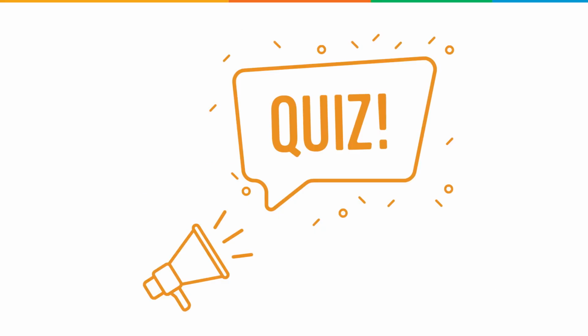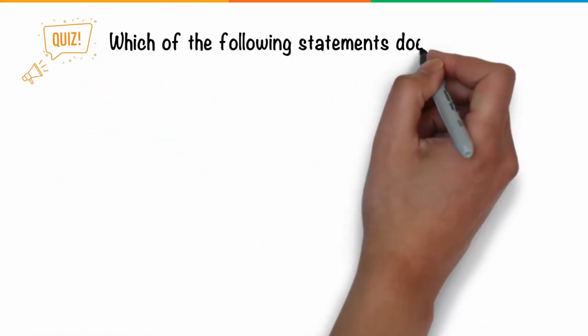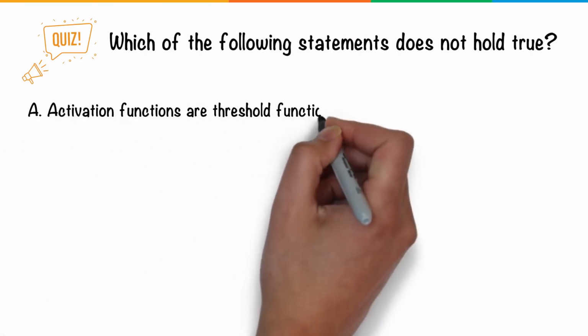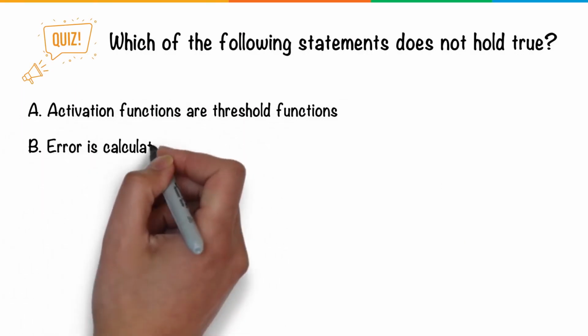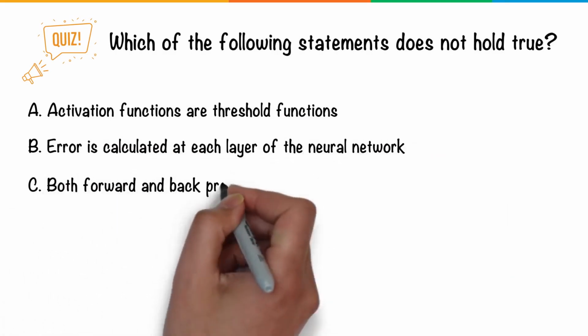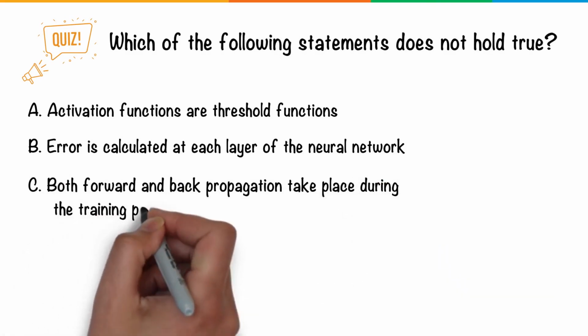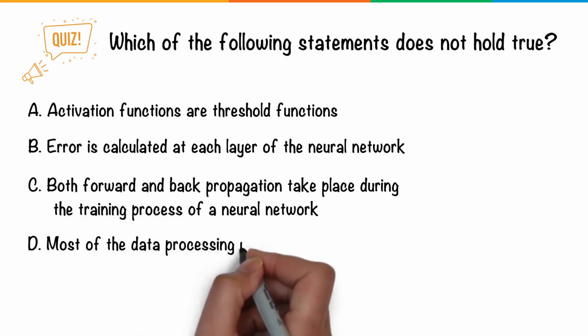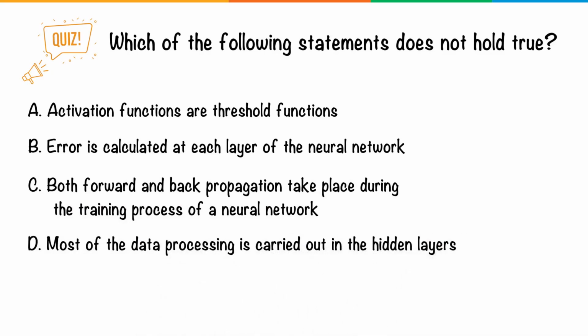Neural networks can even learn patterns in music and train itself enough to compose a fresh tune. So, here's a question for you. Which of the following statements does not hold true? A. Activation functions are threshold functions. B. Error is calculated at each layer of the neural network. C. Both forward and back propagation take place during the training process of a neural network. D. Most of the data processing is carried out in the hidden layers.